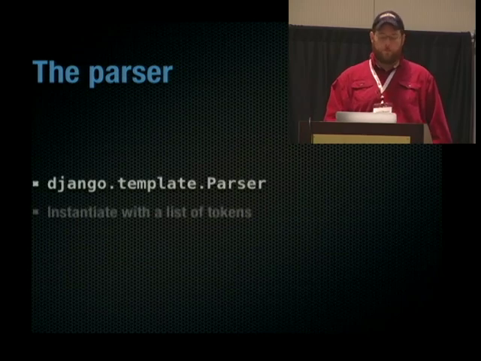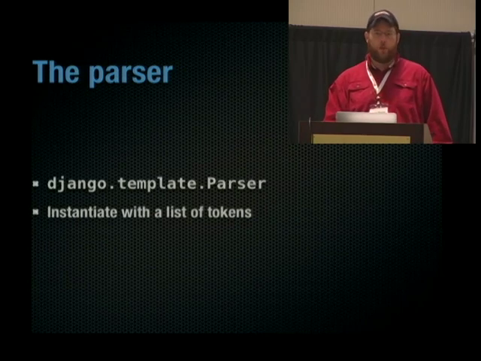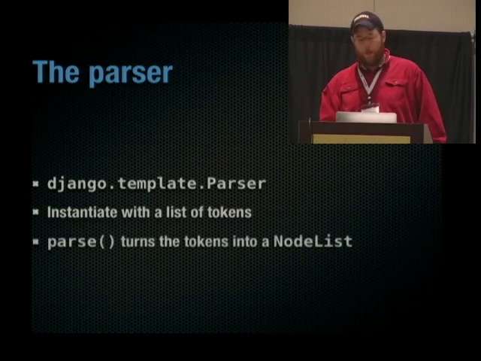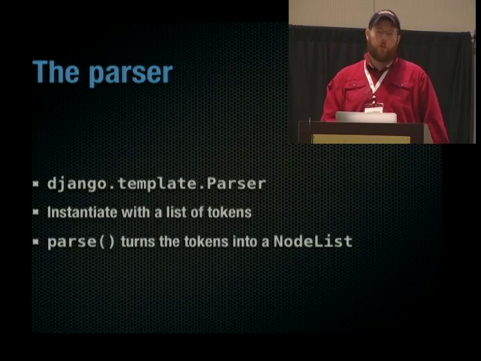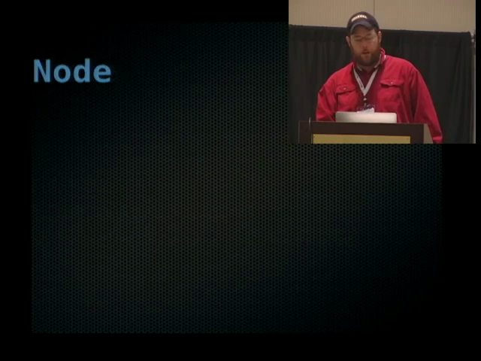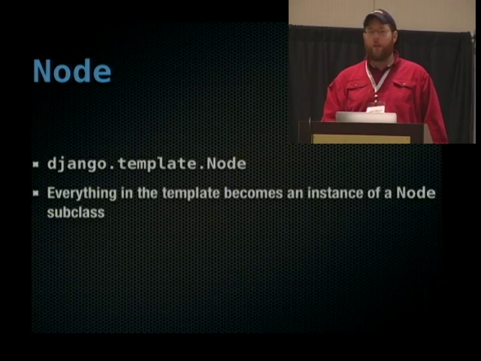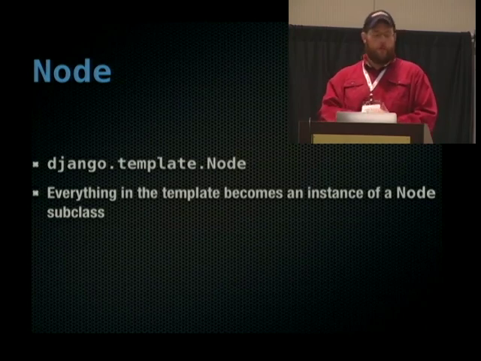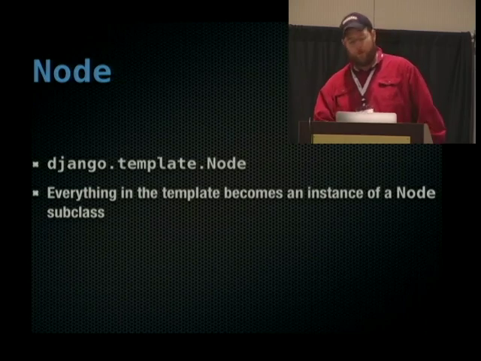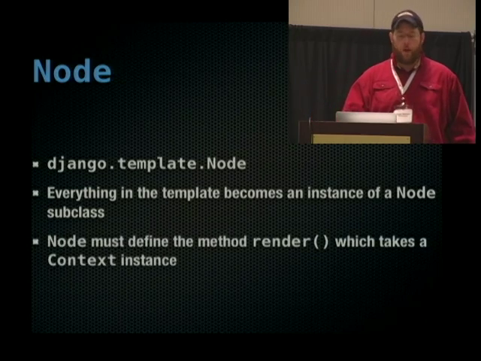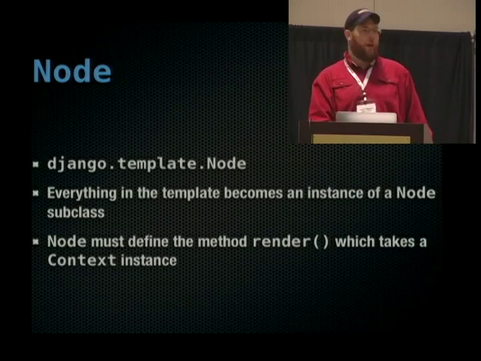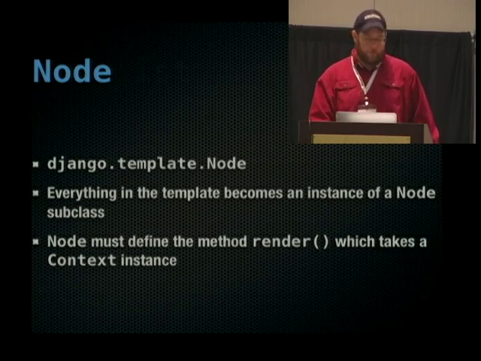The parser itself, basically you instantiate it with a list of tokens, you're going to get back a list of nodes. Parse is the method specifically that turns the tokens into a node list. And now we get into the meat of it, Django.template.node. Everything that is in your template, every bit of text, every tag, every variable, every filter call, ends up as an instance of some subclass of Django.template.node. This is the heart of the system. Every node must define a method named render, which takes a context instance and outputs a string. It could be an empty string, but it has to be a string.